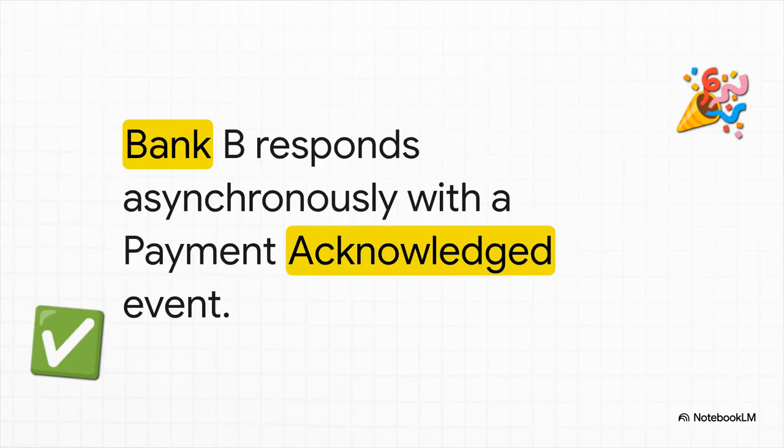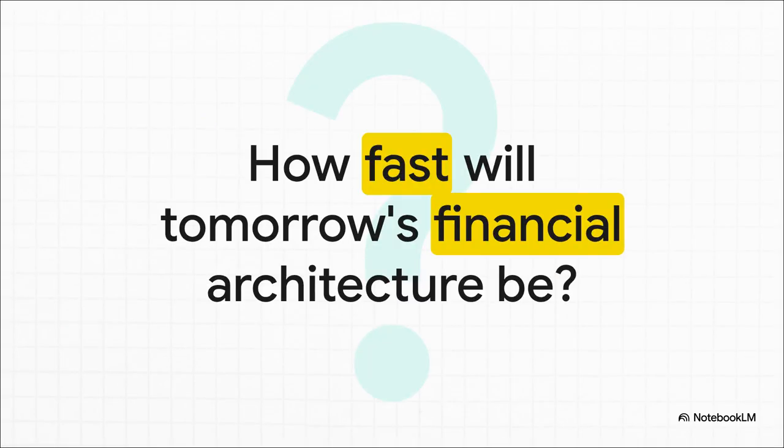So, the crucial point to take away is right here. The transaction loop officially closes when Bank B responds asynchronously with a payment-acknowledged confirmation event. Bank A initiated it. The SWIFT architecture processed it through 4 distinct high-speed layers, and Bank B safely received it. The payment is complete. This brings us to a really fascinating thought to leave you with today.